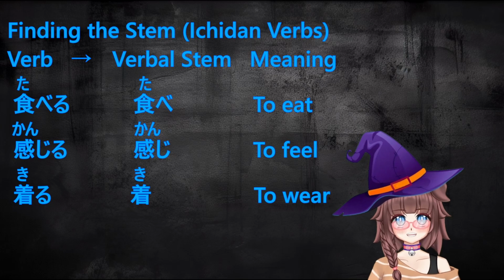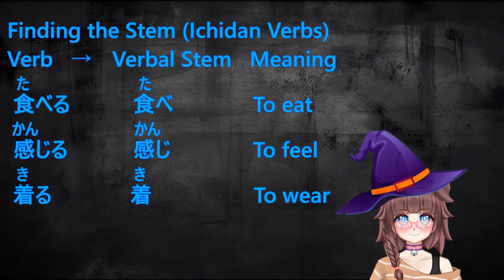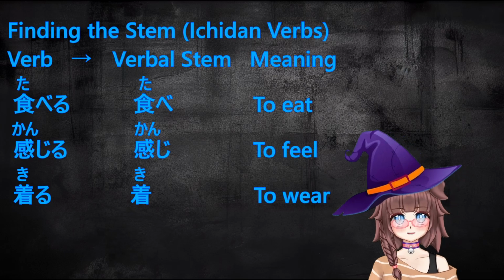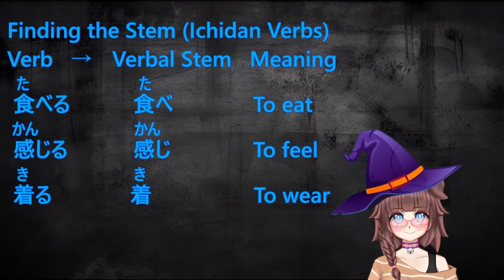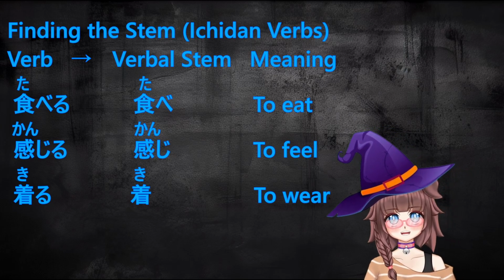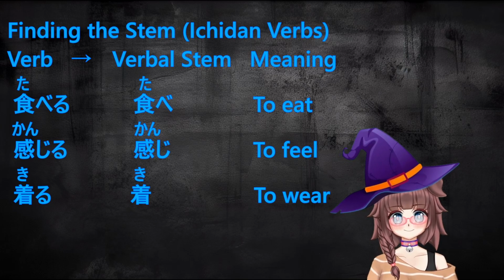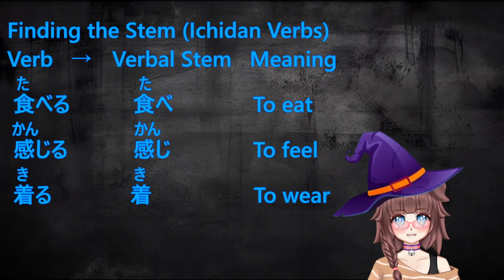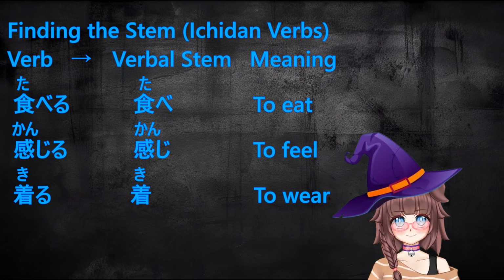So we've got taberu, meaning to eat. So the verbal stem will be taberu without ru, which is just tabe. Then we have kanjiru, which means to feel something or to sense something. And the stem is just going to be kanji. Don't get it confused with kanji like the writing system. This is kanjiru without the ru as the stem form.